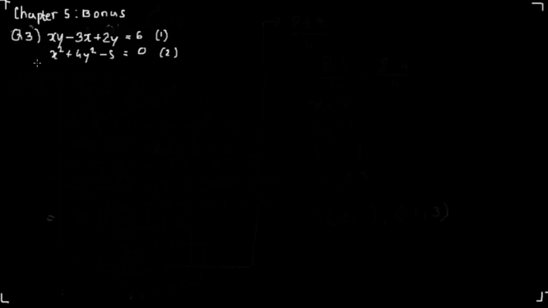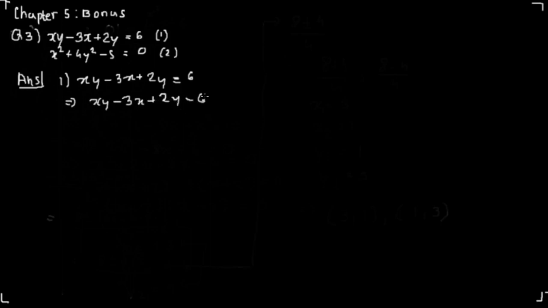So let's begin with this part. Equation number 1, what is it? It's xy minus 3x plus 2y is equal to 6, right? So from here, you can write xy minus 3x plus 2y minus 6 is equal to 0. Now this is very unorthodox, and I don't think I've ever done this before in math at school, but you'll see for yourself.